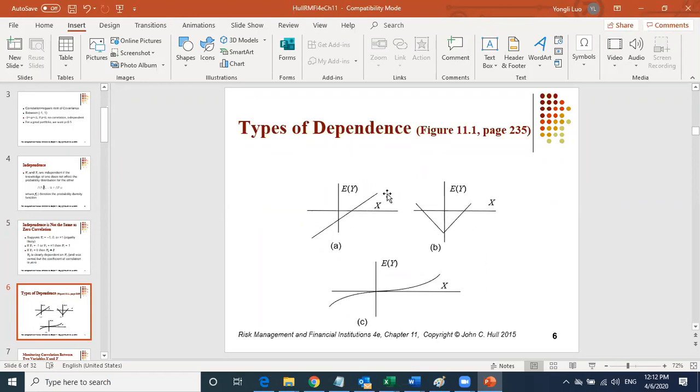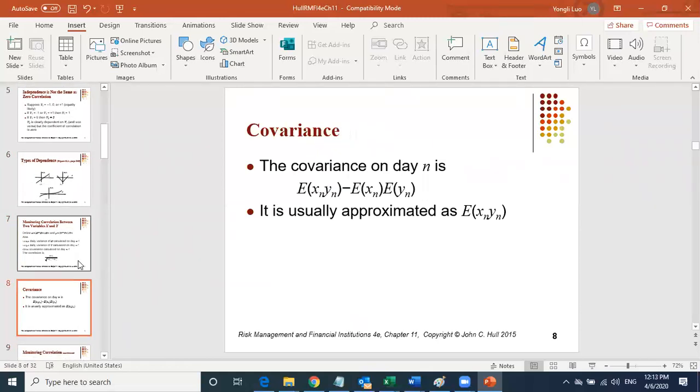Typically we can see the dependence could be of different types: linear, or V shaped, or smoothly curved. We can see the relationship between x and the expected value of y. So there are two variables, x and y, and they could depend on each other with different types of shapes.